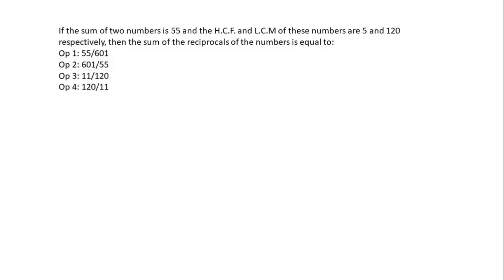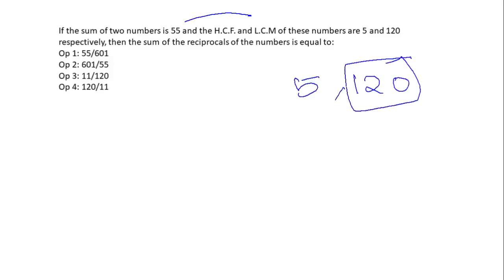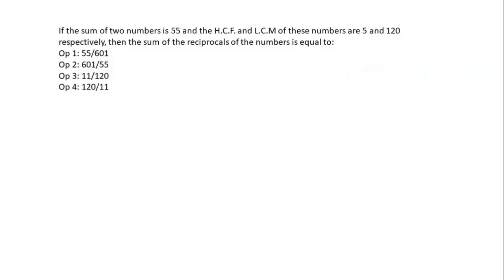The sum of the two numbers is 55. The HCF and LCM of those numbers are 5 and 120. So what can I do here? The HCF is 5 and the LCM is 120. Since 5 is common here, if I reduce by 5, I get 24.